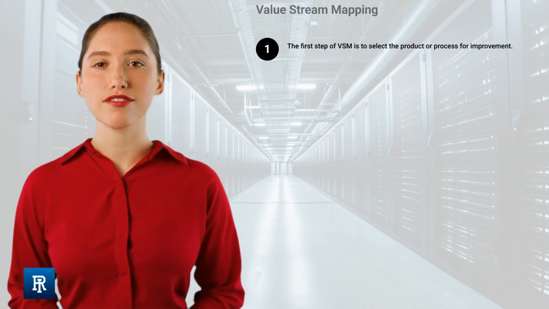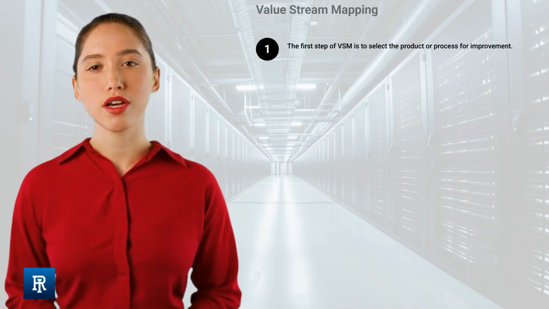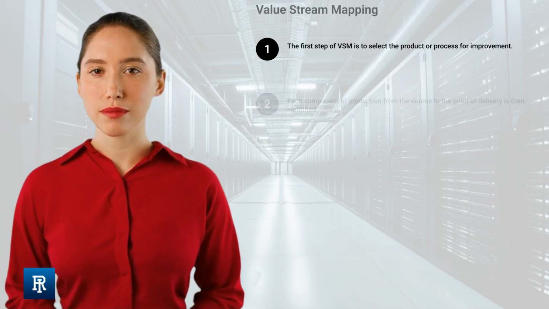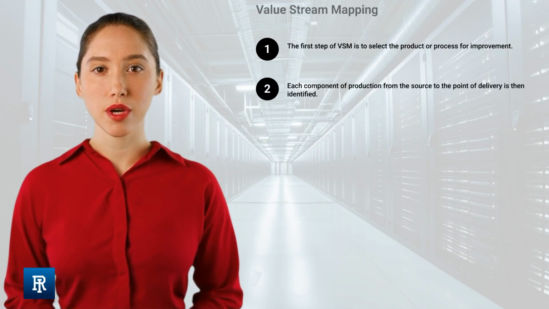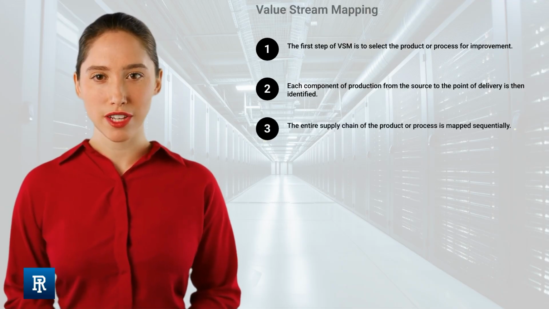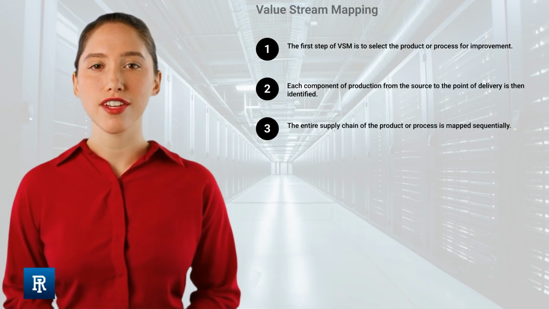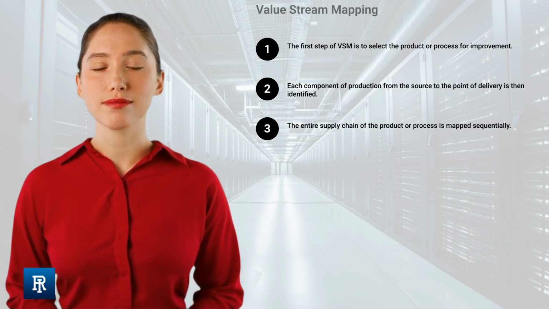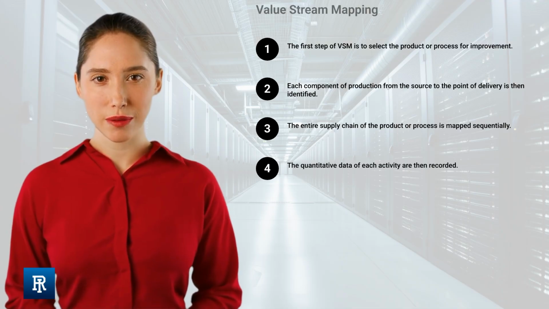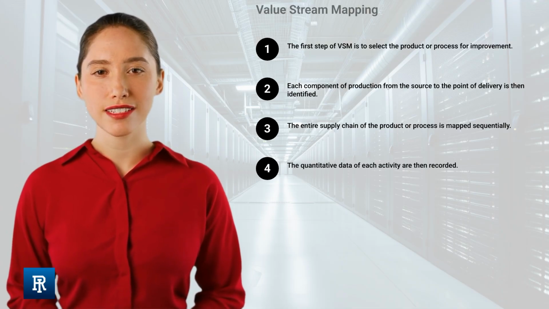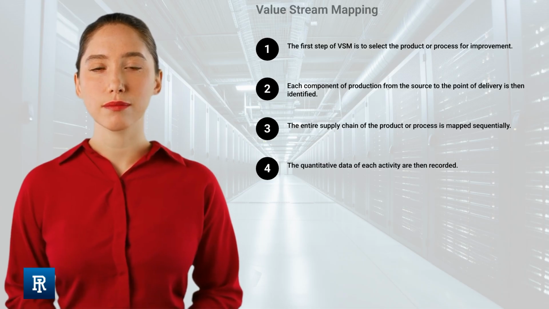The first step of VSM is to select the product or process for improvement. Each component of production from the source to the point of delivery is then identified. The entire supply chain of the product or process, for example, through order entry, purchasing, manufacturing, packaging, and shipping, is mapped sequentially. The quantitative data of each activity, for example, storage time, delay, distance traveled, process time, and process rate are then recorded.